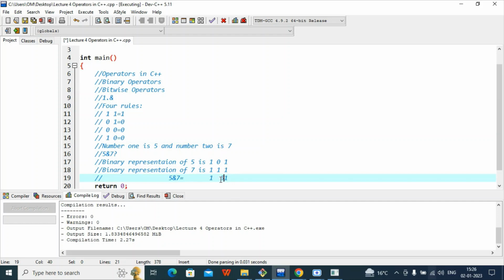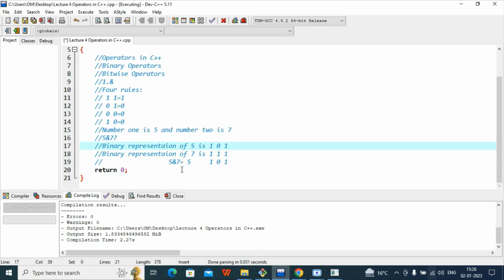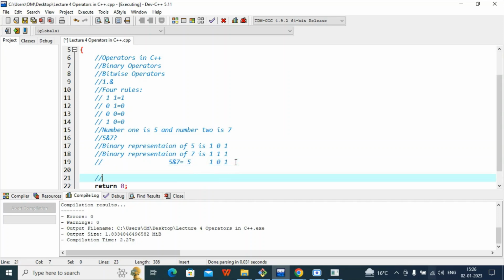Okay. So what did you get out of this? You got a 5. So the AND of 5 and 7 is nothing but 5. Clear? See the table and check if I'm saying something wrong or right. This is how the AND operator performs calculations. Now you are very smart students. You will not let me go by teaching something like this.